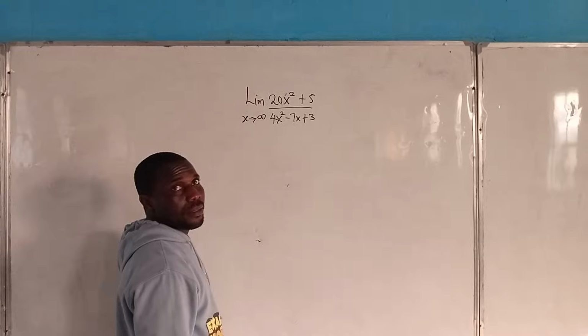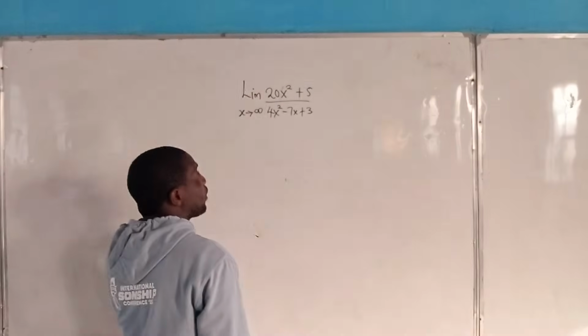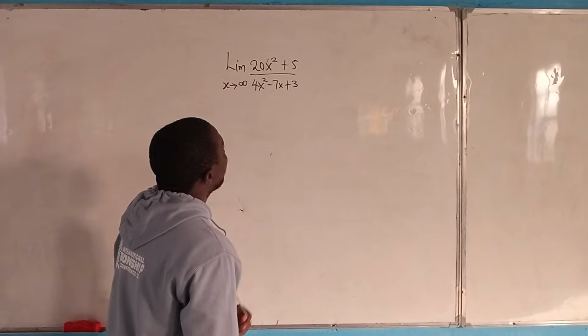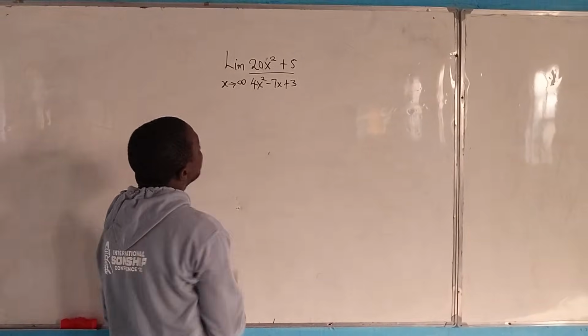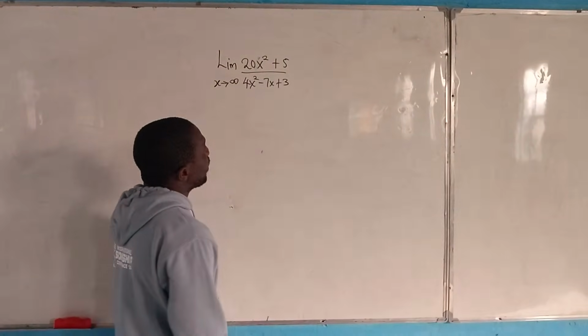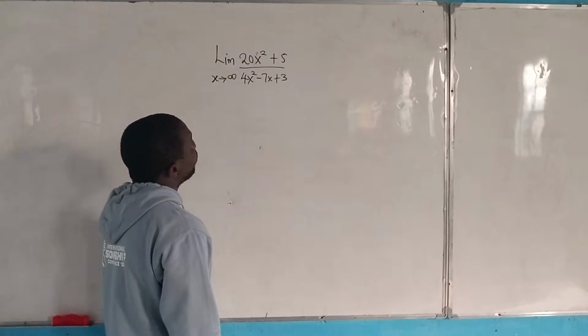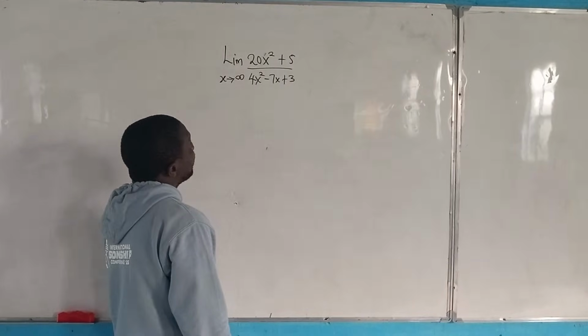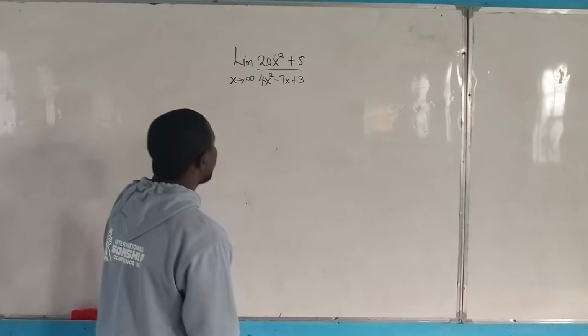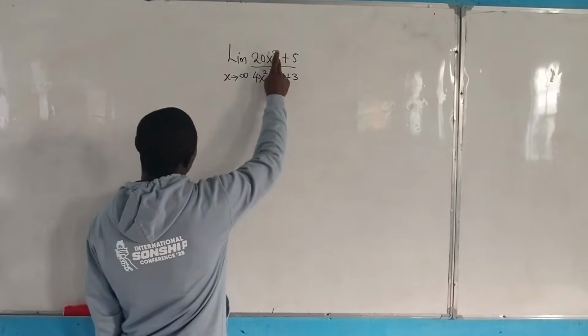We have this. Okay, now how do we go about this? Very simple. We say x tends towards infinity. What we are going to do in a simple way is this. We look at the highest power of the unknown variable in the expression. The highest power is 2.